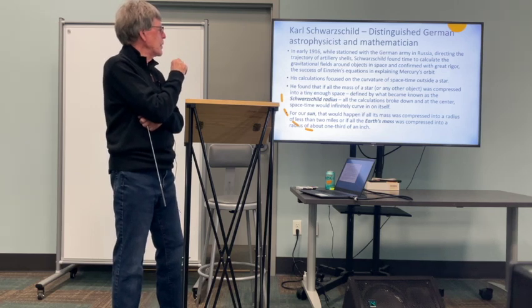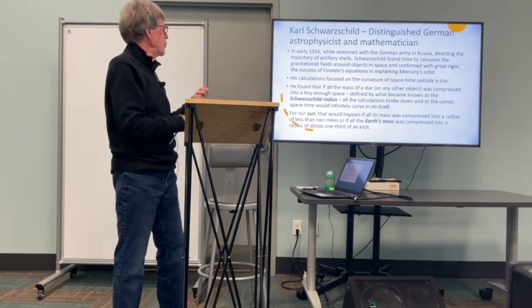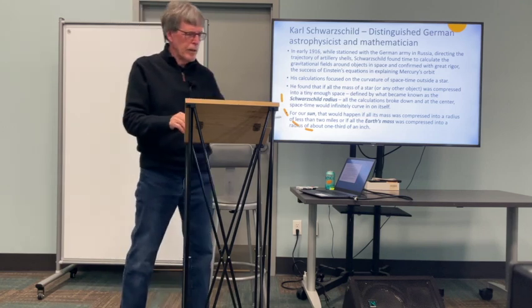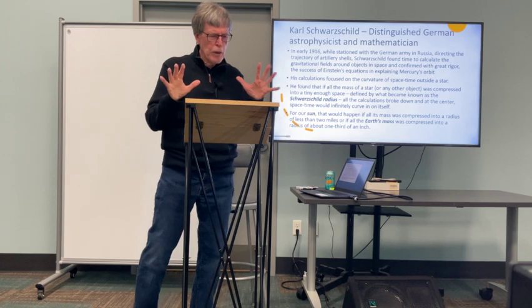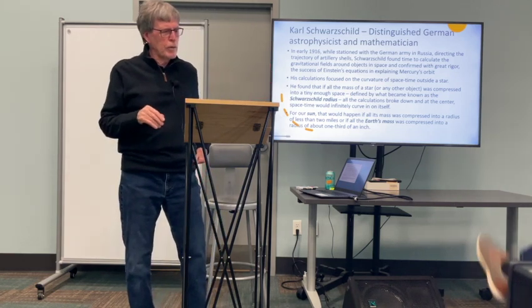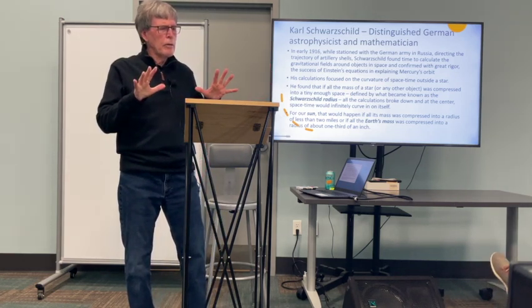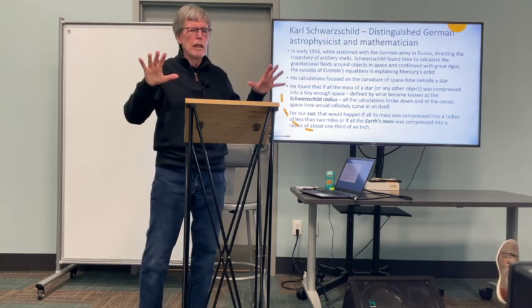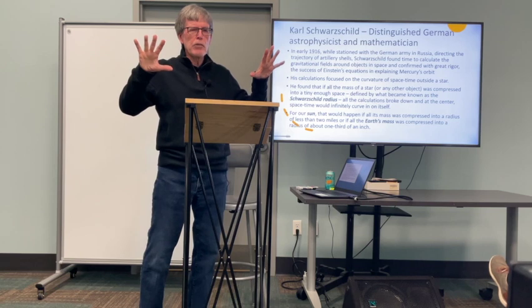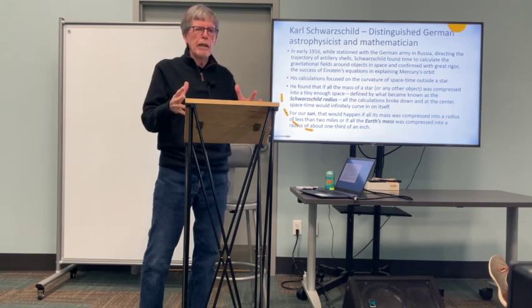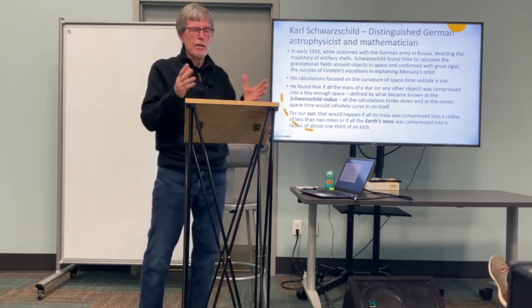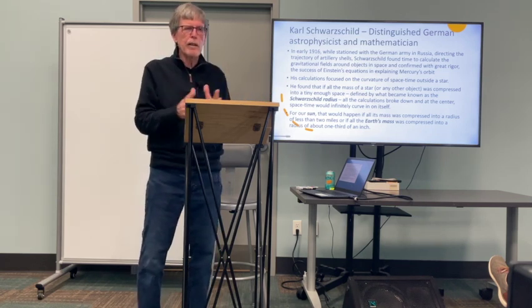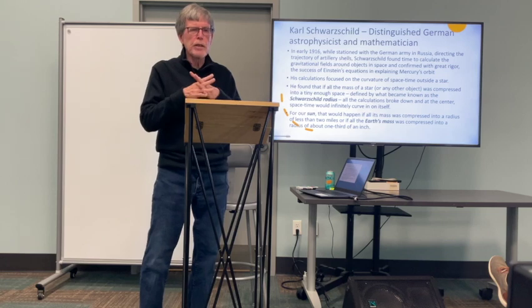The one that we're interested in is the one at the bottom, and that is the thing that he pointed out to Einstein: if something was really massive, it could fold space-time around it into what he called a singularity. He didn't mention black hole, but it could collapse into a singularity, something that's incredibly dense.